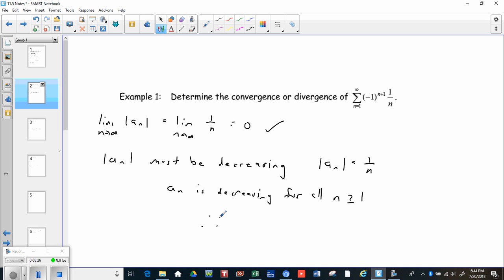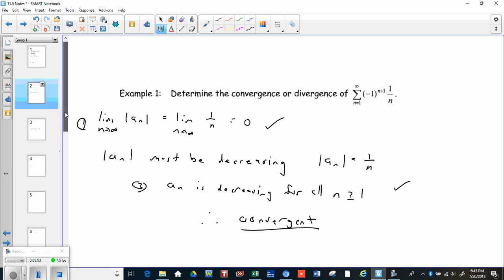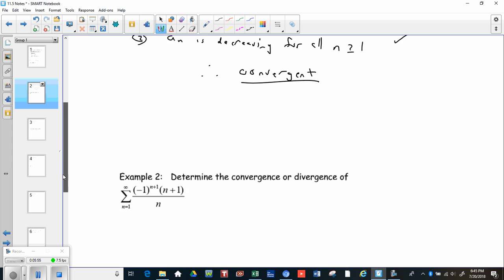Therefore, it met both criteria. We have a convergent series. Okay, criteria 1 was met here. Criteria 2 was met here. Okay, pretty straightforward in something like this. It's where you have numerators and denominators to think about how it's working to determine the decreasing portion of it. That's where it gets a little more challenging.